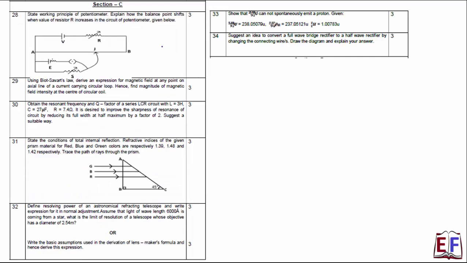In section C, you again have 7 questions, but now each of these questions will carry 3 marks. So here you can expect slightly lengthier problems, like slightly lengthier derivations or numerical problems. Some important topics for this particular section are ray optics, electrostatic potential, electricity and magnetism.